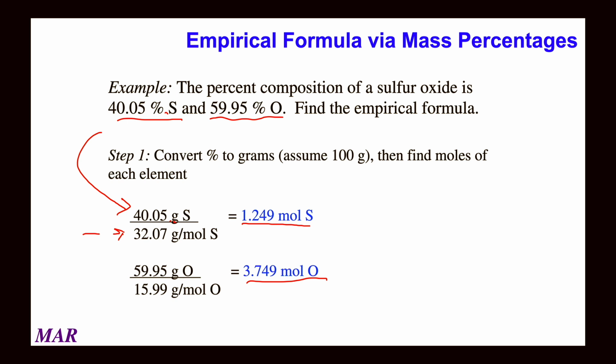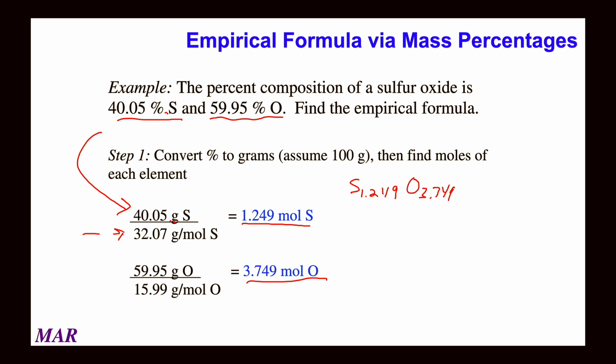So now we've got the moles of sulfur and the moles of oxygen. And at this point, we could write S1.249O3.749, and that is a type of formula, but man, is that ugly. All the formulas we looked at in the last section were like SO2, SO3, or something like that.